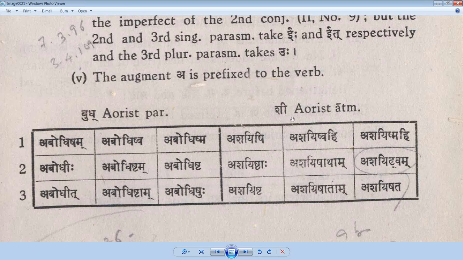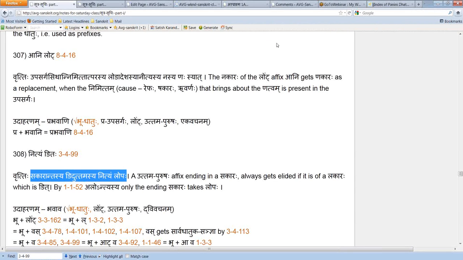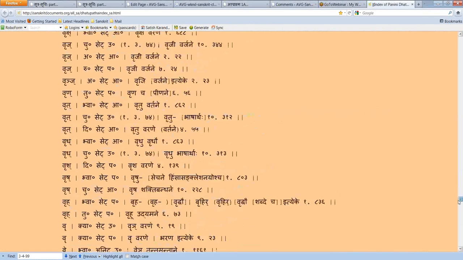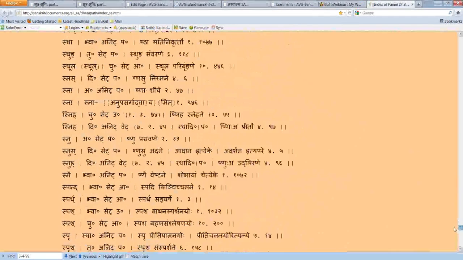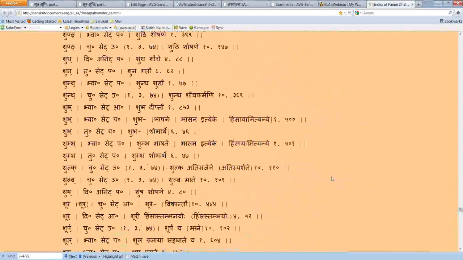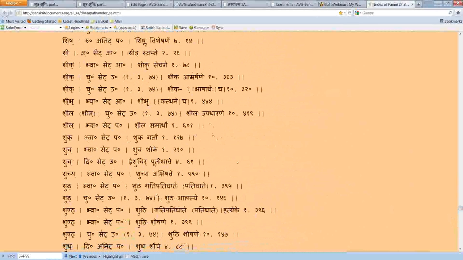Now, this is Atmanepadi. This dhatu has a kavarga panchama as an it, because anudatta gnita Atmanepadam. So this dhatu, shing swapne, is the one over here. So this is a kavarga panchama as an it, so anudatta gnita Atmanepadam. It's going to take Atmanepadam.